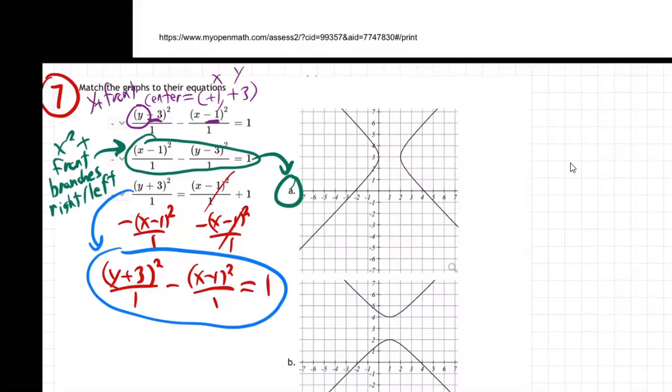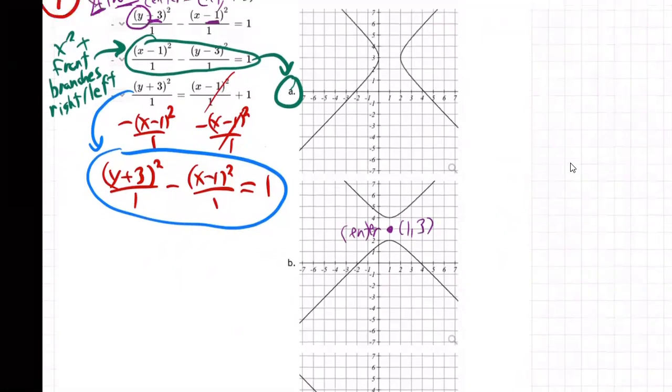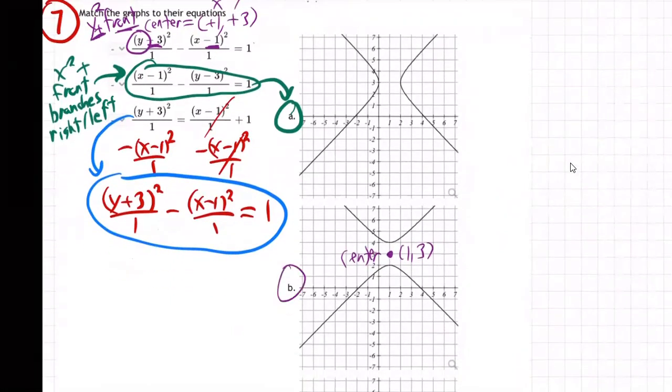Y squared is positive in the front, meaning its branches are up, down. So it's this one here. Center is also 1, 3, right? And the branches go up, down. So this one has got to be B.